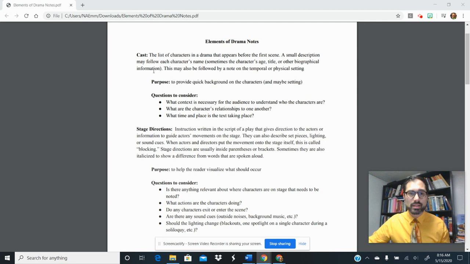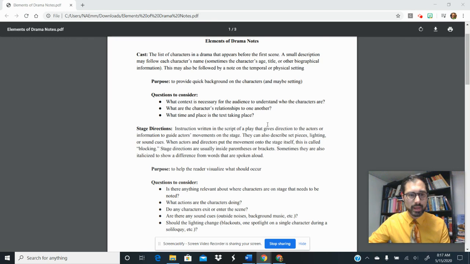We always have a list of characters at the beginning of a script. It usually gives us their name. It might give us some demographic information about them, their age, their race, their gender, their title, if we need to know how they're related to things. And so that helps us give some context. Sometimes after that character list or right before it is a note on the setting. So we know the temporal and physical setting of the play.